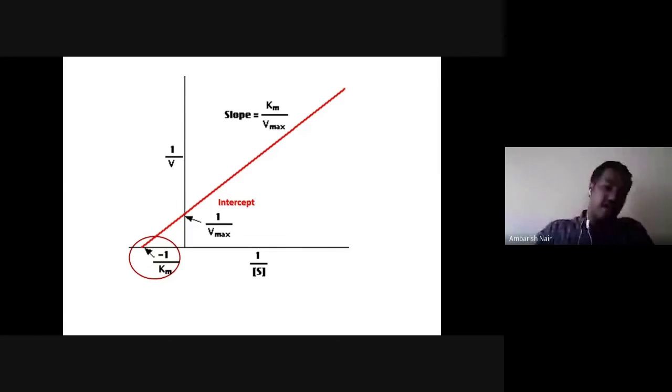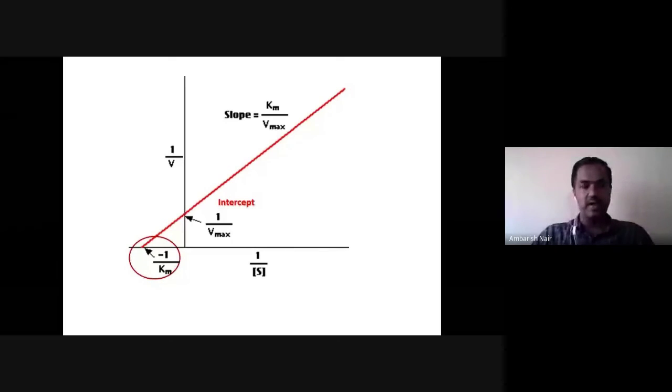In this class we studied mainly the Michaelis-Menten equation, that is V naught is equal to Vmax into S naught divided by Km plus S naught. Then we studied how if V naught is half Vmax, Km will become S naught. That equation we solved. Then we plotted a graph of V naught versus S naught, and we got a rectangular hyperbolic curve. There we could clearly identify that when V naught is half Vmax, Km is S naught.